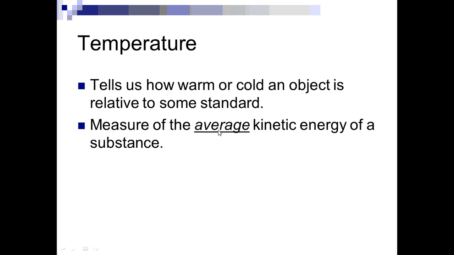So when we say average, that means we take every single particle in a given substance, add all of their energies together, and divide by the number of particles. So what this is actually looking at is how much energy each particle has. We're not worried about the total, we're worried about how much this one particle has, how much that particle has. So it's by individual particles.